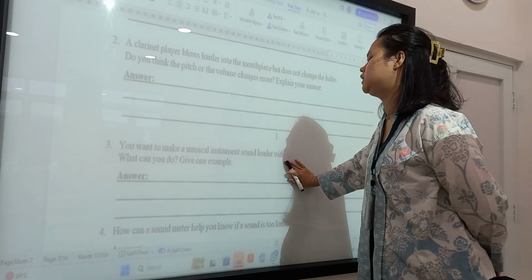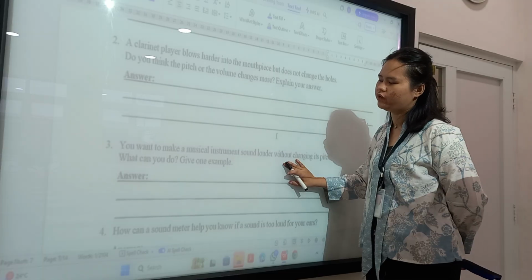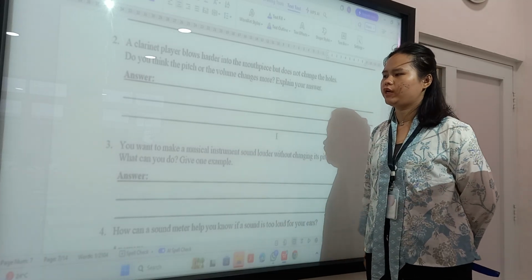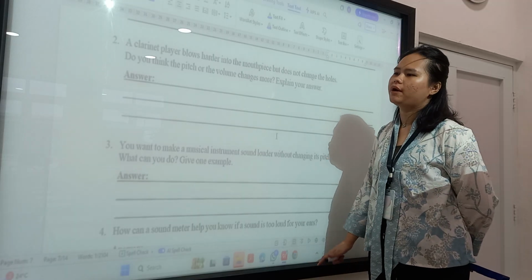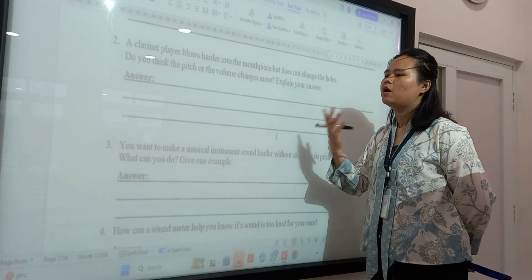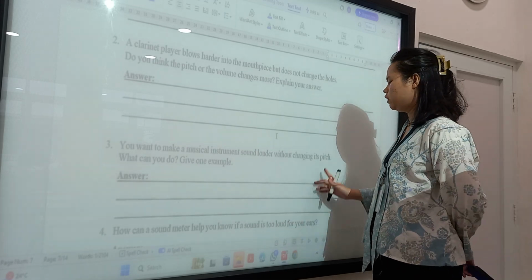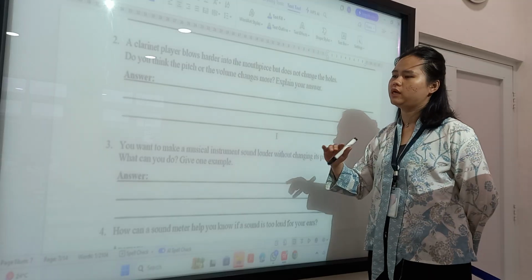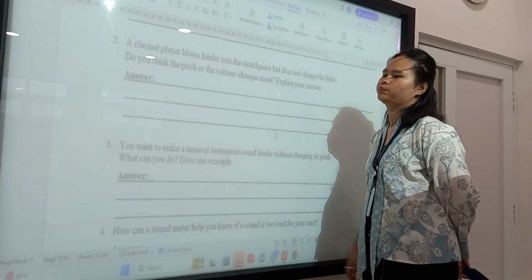You want to make a musical instrument sound louder without changing its pitch. What can you do? Give one example. If you want to make it louder, we can use any instrument such as guitar or clarinet. We can blow it harder or play it harder. We can pluck or blow. And if you don't want to change its pitch, you just play the same note that you want to play. Okay.